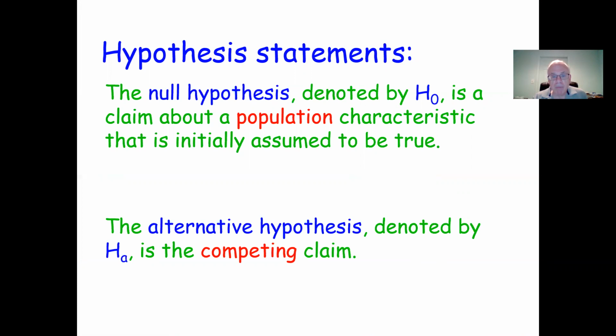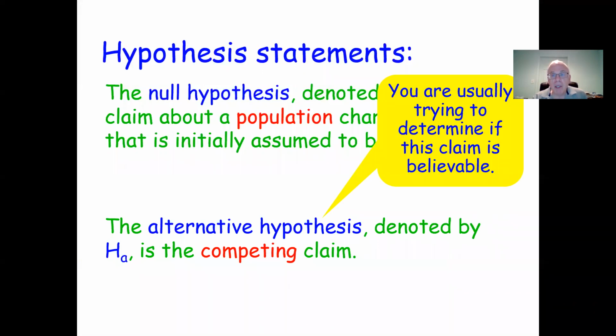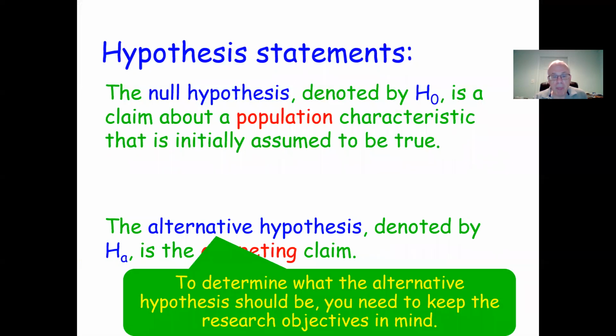The competing claim, the one that we're going to test to see if it makes sense or not, is called the alternative hypothesis. It's denoted by the symbol H sub A, or HA. That is the competing claim, and what you're usually trying to do is determine if this competing claim is believable or not. So how do we come up with these hypotheses?